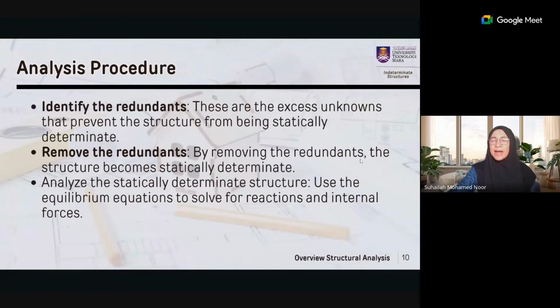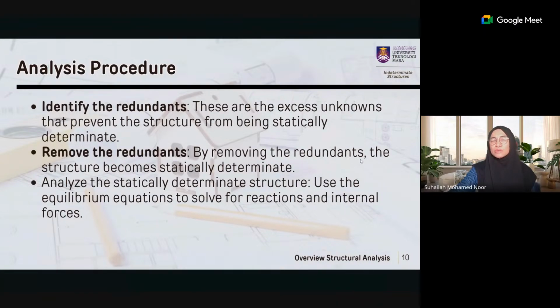So the basic idea is whenever we remove redundant, the structure after removing redundant can become a cantilever beam or simply supported beam. There are two types of determinate beam. Remember, there are two types of indeterminate beam. There are two types of determinate beam. Determinate beam is cantilever beam or simply supported beam. So we can have cantilever beam to analyze. We can also choose simply supported beam to continue the analysis.